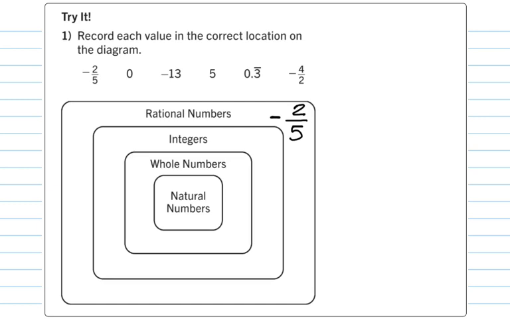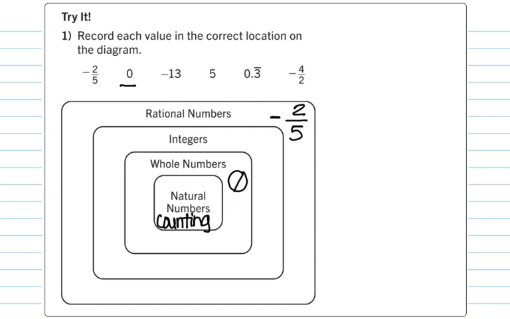Our next number is 0. Remember, natural numbers are your counting numbers. So when we start counting, we start at 1, not 0. So I know that 0 is going to go under whole numbers.